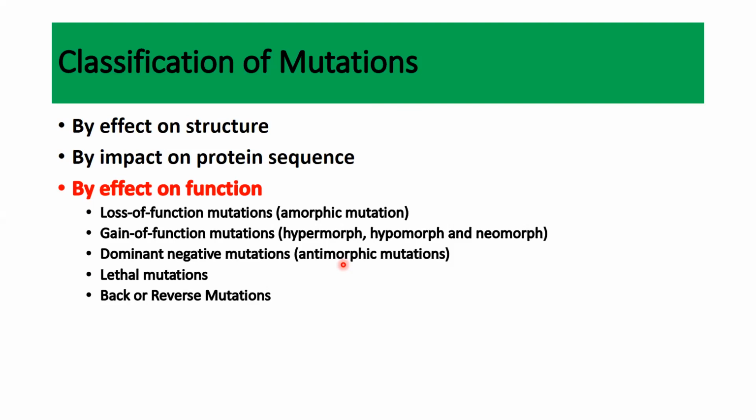We can also simplify that. For example, proteins work in dimers. Dimers mean two proteins unite together and then they perform their function. So if one protein molecule is wild type and the other protein molecule is this dominant negative type of protein, then it will ultimately block the function of the normal protein.